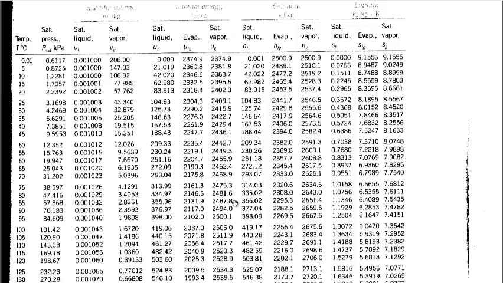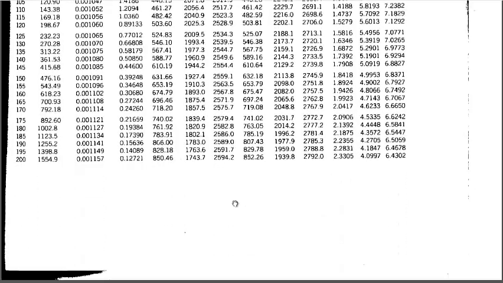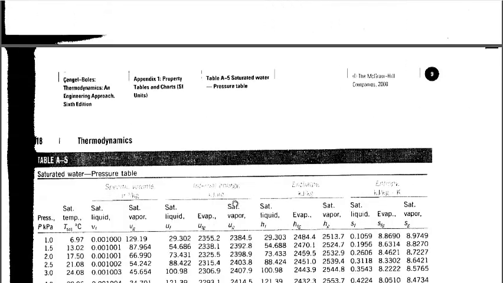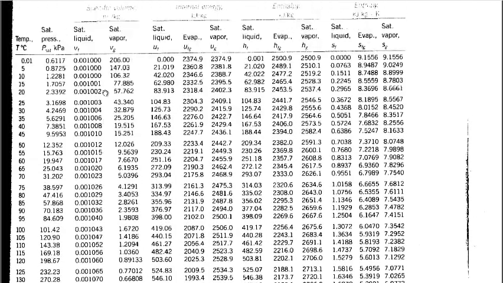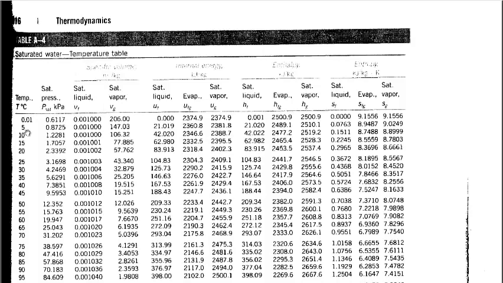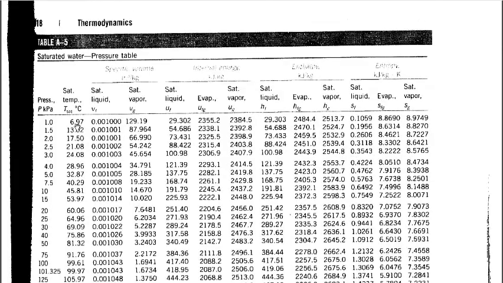If you turn a couple of pages, you'll then go to page 918, which is table A5, which is the saturated water table. So again, this is data in the two-phase region for water, but now it's sorted by pressure. Table A4 is sorted by temperature, so there's temperature in the left-hand column. Table A5 is sorted by pressure, so the pressure is in the left-hand column.